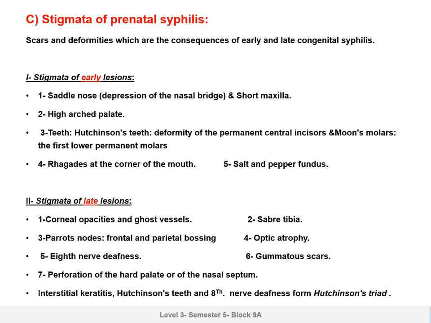Stigmata of late lesions: corneal opacity, Parrot's nodes, eighth nerve deafness, saber tibia, optic atrophy, gummatous scars, perforation of the hard palate or of the nasal septum. Interstitial keratitis, Hutchinson teeth and eighth nerve deafness form the Hutchinson triad. Hutchinson triad: interstitial keratitis, Hutchinson teeth, and eighth nerve deafness.